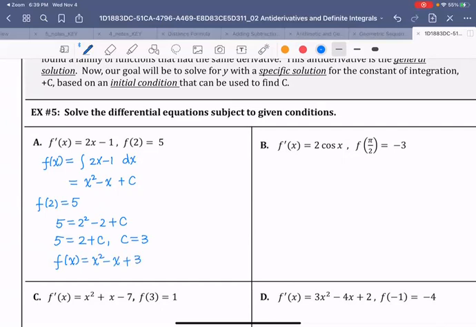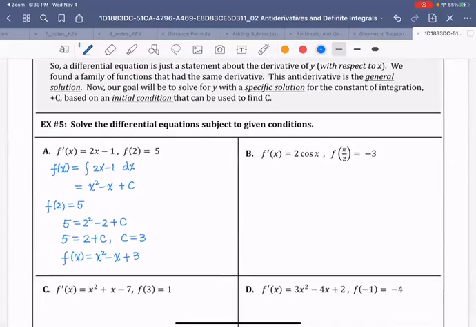Okay? That's called the initial condition. That's called a general solution. You learned AP physics, you know this term already, yes? This is called the general solution. Given an initial value, this is called a specific solution. Okay? Let's go ahead to B.